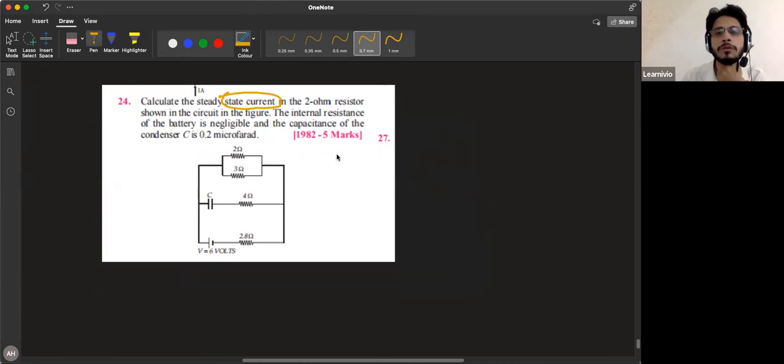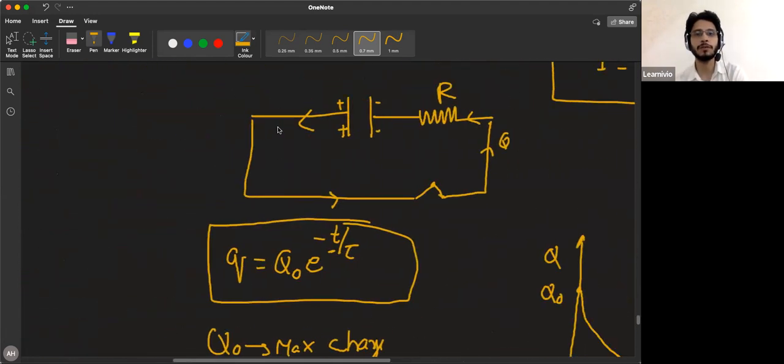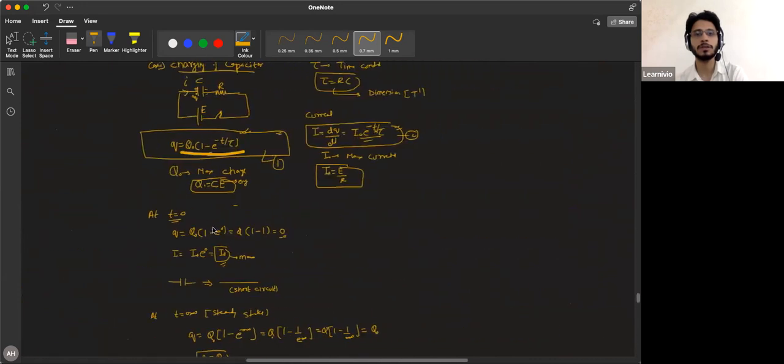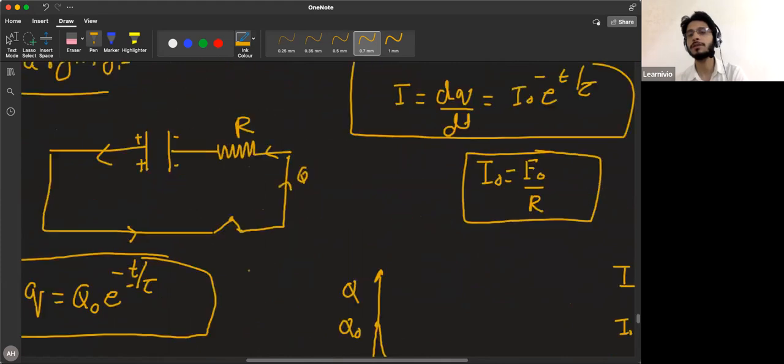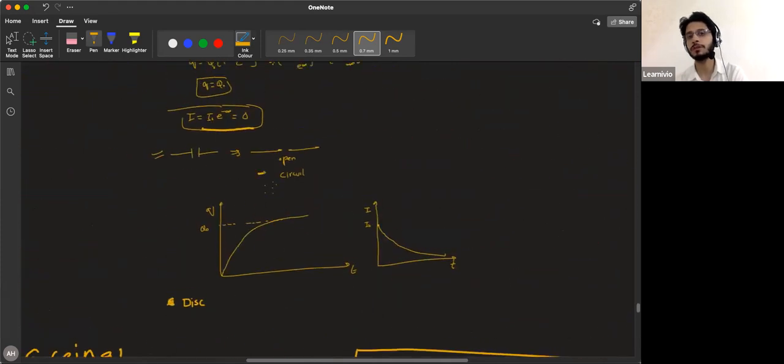Sir, after some time. No, not after some time. When the capacitor reaches its maximum charge, yes. See, we just discussed this. This is the steady state, t equal to infinity. So at t equal to infinity, current is zero. Your capacitor behaves like an open circuit.